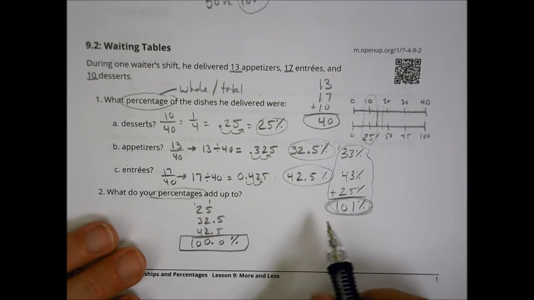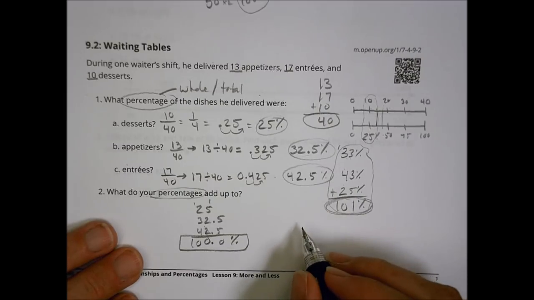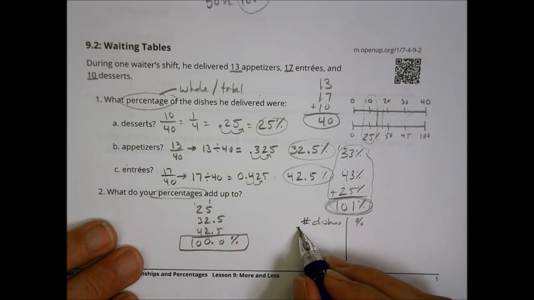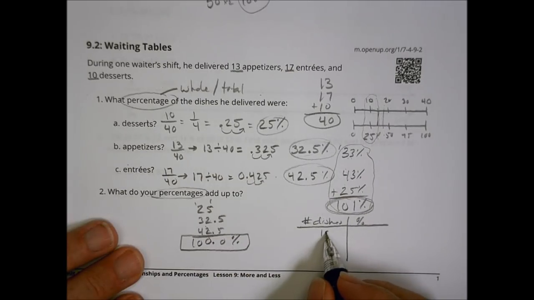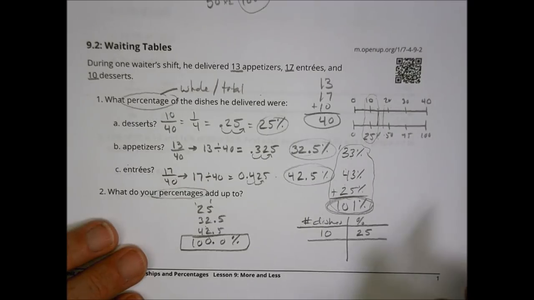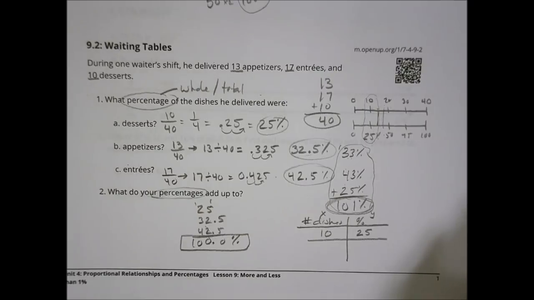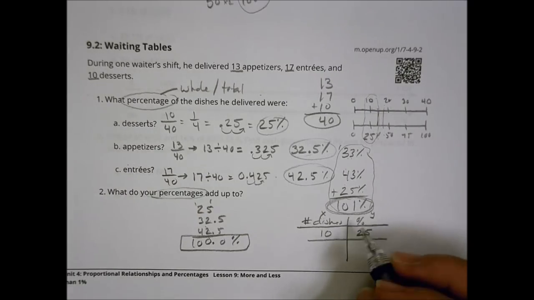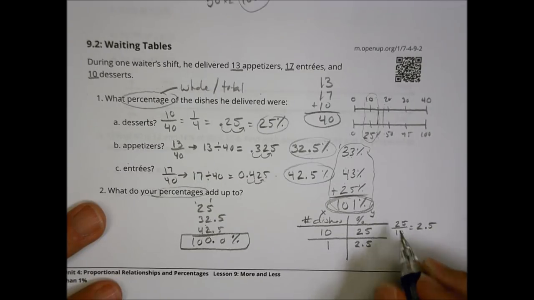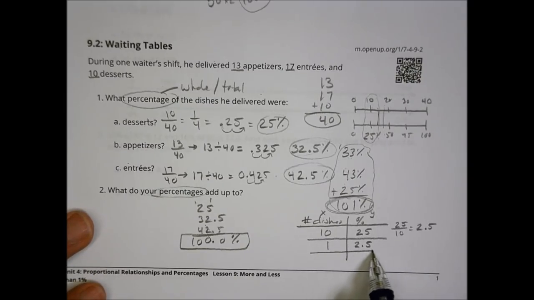What's interesting about this problem is we can use a table to also analyze what's happening there. Let's say, for example, if you did the number of dishes, right? And then we talked about the percent of the total. In our first problem, we said that there were 10 dishes, 10 desserts, and 10 desserts happen to be the equivalent of 25%. Now, this becomes my X and my Y for my normal table stuff we talked about before. And so we could find out what one dish would be by doing some division, right? This becomes 25 divided by 10 for my Y over X to find my constant of proportionality, which is equal to 2.5. So one dish is actually equal to 2.5%.